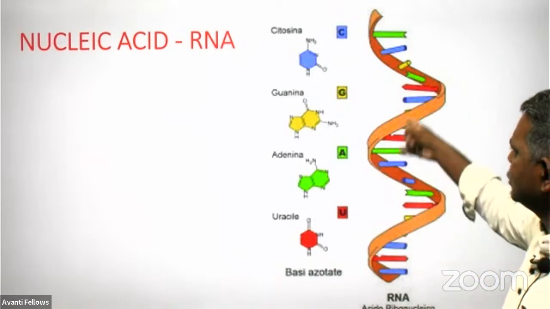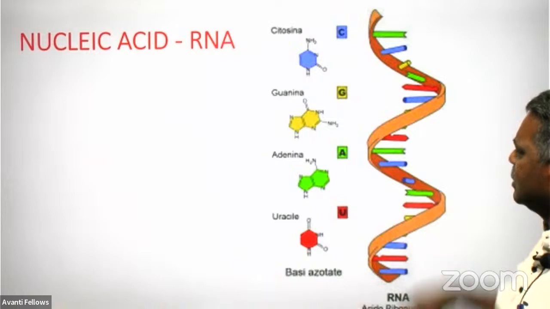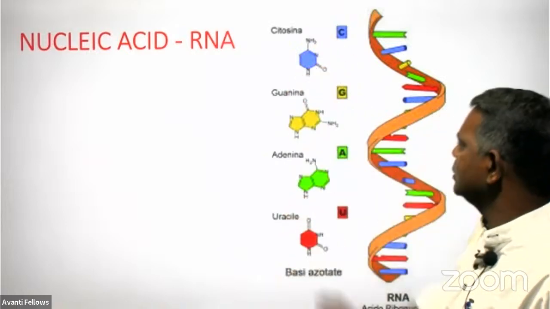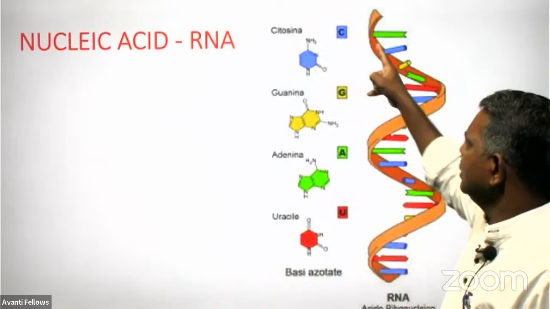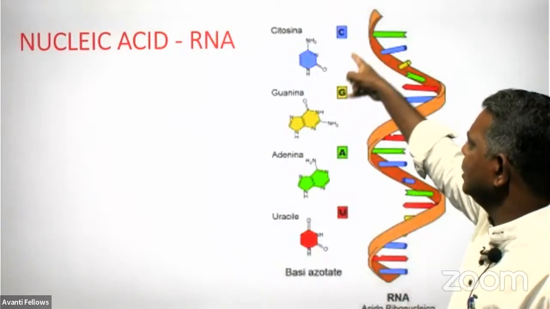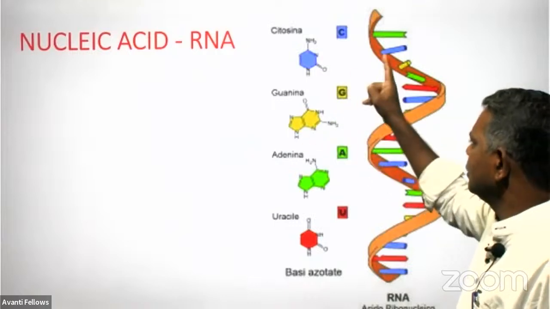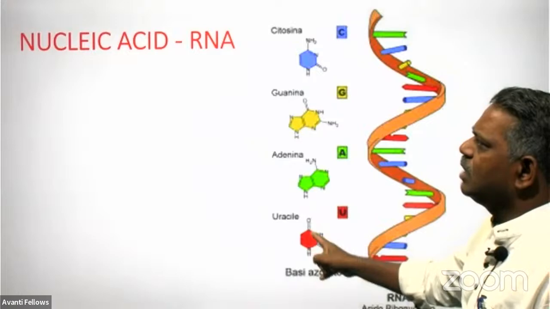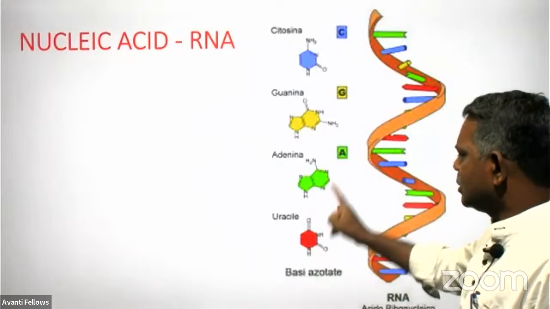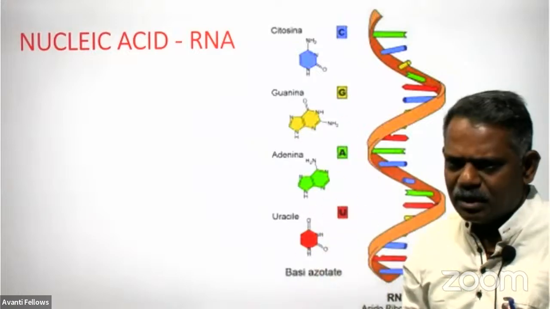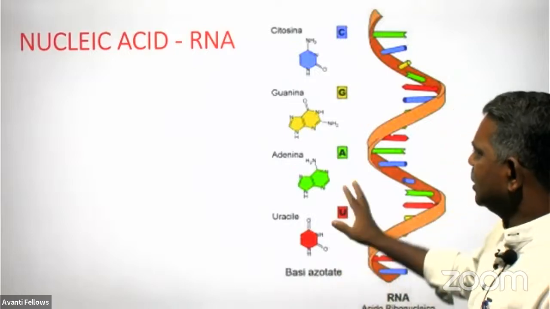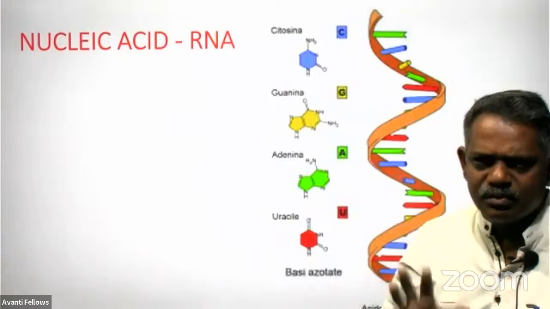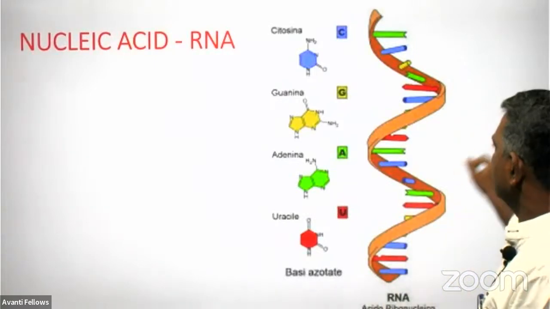Let us study the structure of RNA. It is single stranded and it consists of only these four nitrogenous bases: cytosine, guanine, adenine, and uracil. No thymine in RNA. Instead of thymine, there is only uracil. Remember all the time the nitrogenous bases present in RNA and those present in DNA, right?